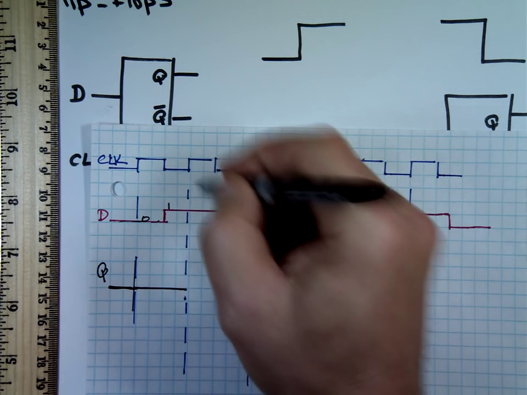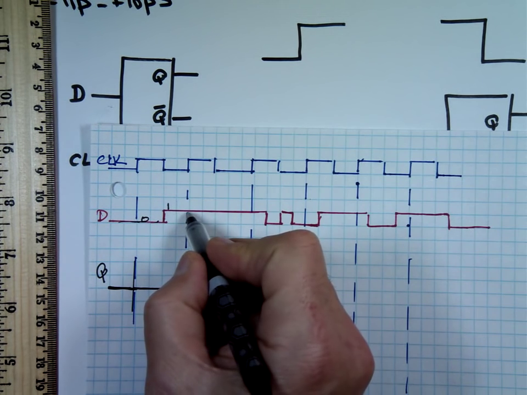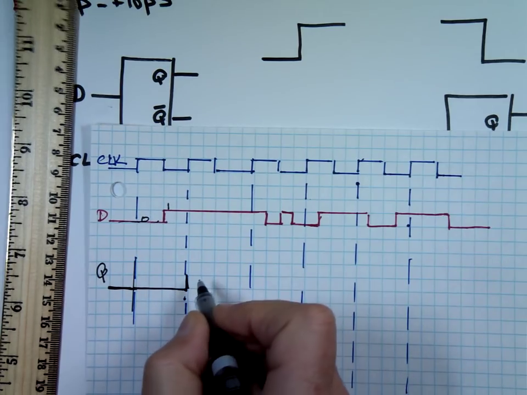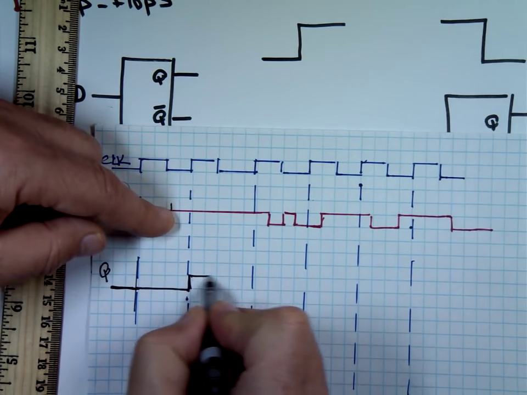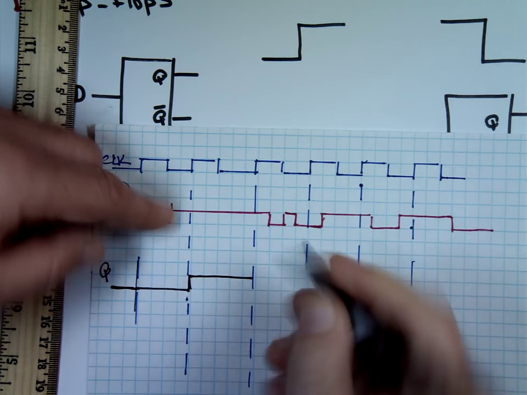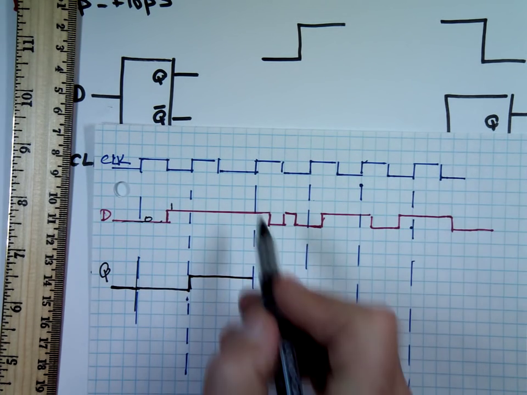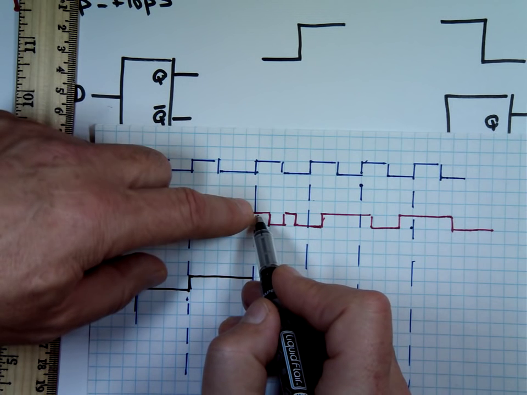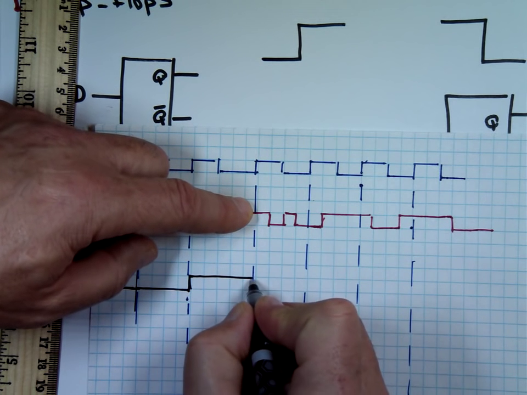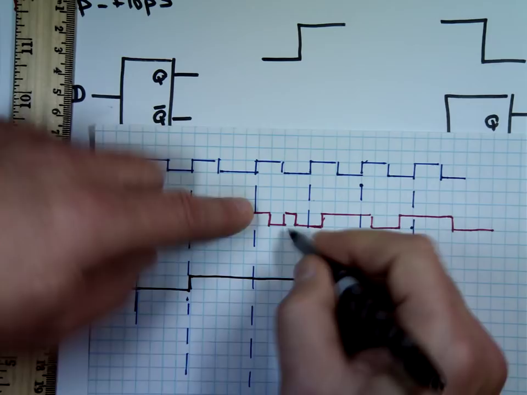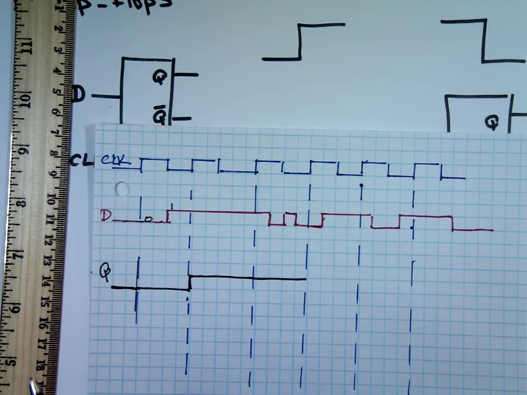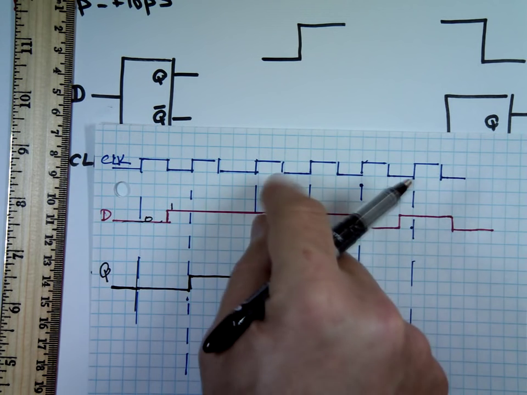Till the clock goes 0 to 1, it sees D as what? 1. That goes to 1 now, and it will stay 1 till the next clock. That's the next clock. Now it sees D, here comes the clock, 0 to 1, it sees D as what? 1, we'll stay at 1 till the next clock. Look what happened to D here, went down, back up, we don't care. Didn't see it. It only sees it when the clock goes from 0 to 1.